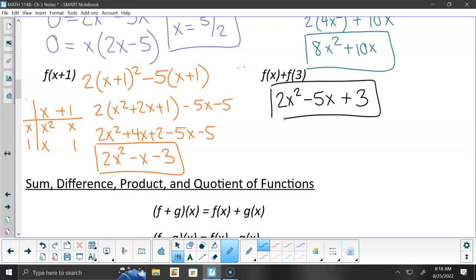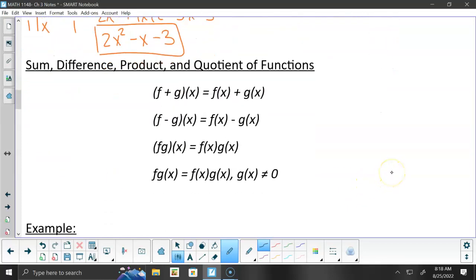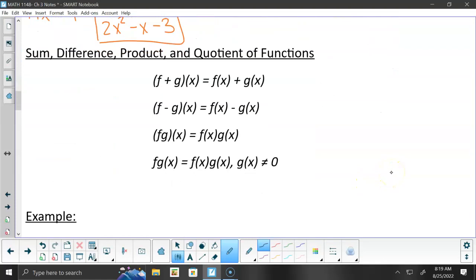So far, so good? Probably, yay, I know this stuff. All right, we've got sum, difference, product, and quotient of functions. You want to take a second and write this down, or four.